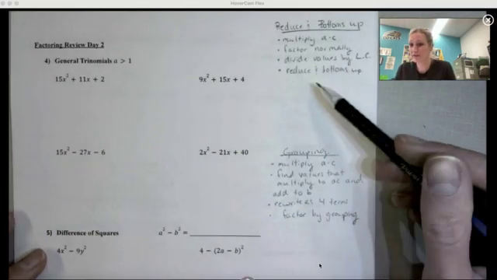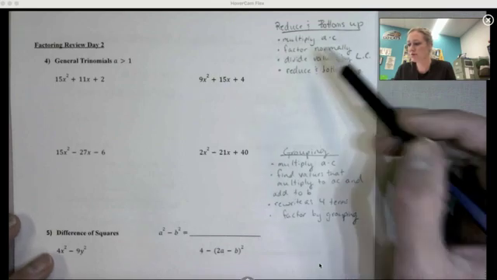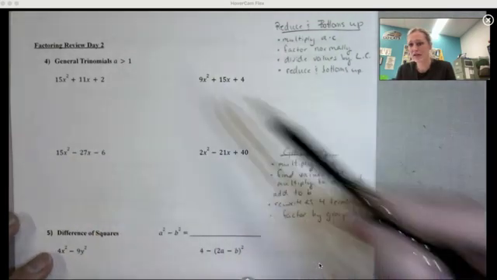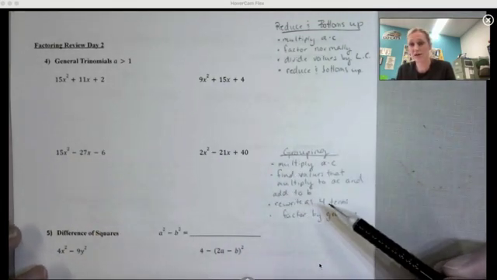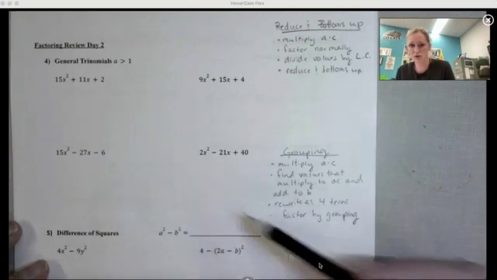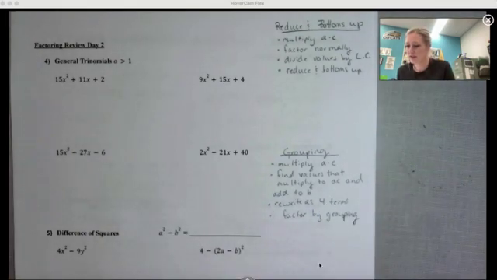This is my personal favorite. It's called reduce and bottoms up. So I'm going to use this strategy on these first 2. And then I'm going to show you we can actually use factor by grouping as well, and I'm going to show you on those 2. So let's go ahead and dive in.